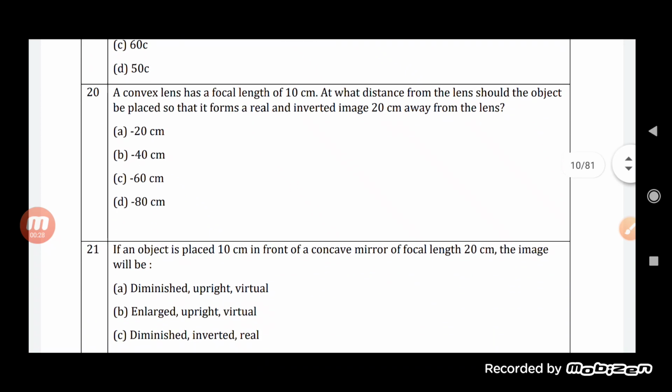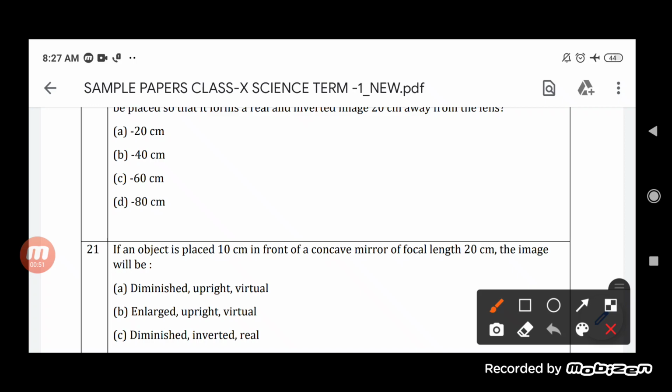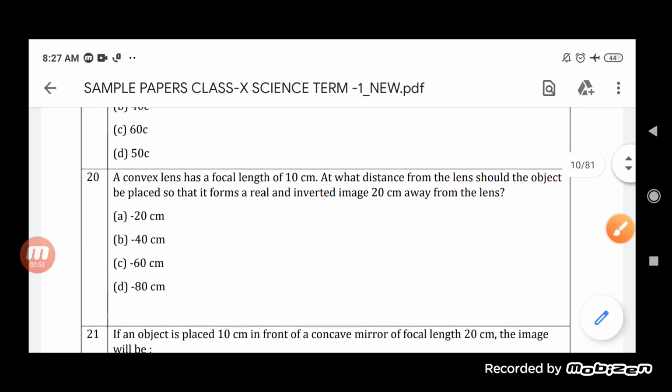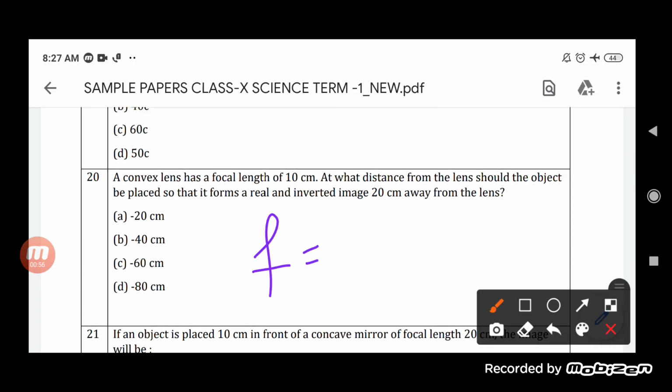Now see here, the question is that a convex lens has a focal length of 10 centimeter. At what distance from the lens should the object be placed so that it forms a real and inverted image 20 centimeter away from the lens? In this question the focal length is given, 10 centimeter, and it is a convex lens, so obviously it will be positive, 10 centimeter.